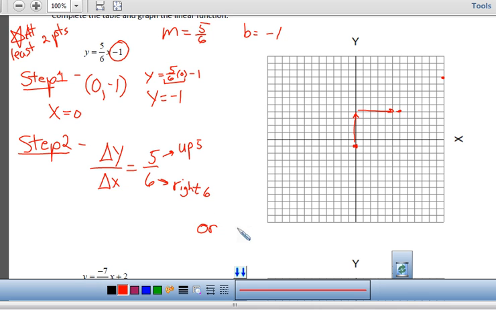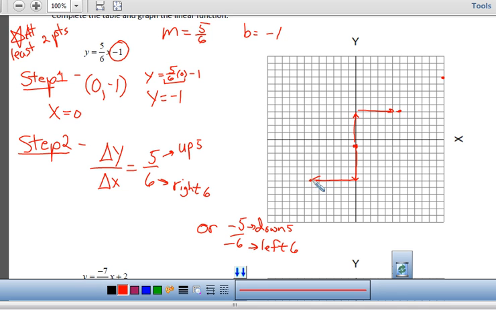If I have a positive slope, 5 over 6, that's the same as negative 5 over negative 6. Negative 5 is down 5, and negative 6 is left 6. In other words, I'm going in the opposite direction that I just was. So down 5, 1, 2, 3, 4, 5. So I'm going to go down 5, left 6. 1, 2, 3, 4, 5, 6.